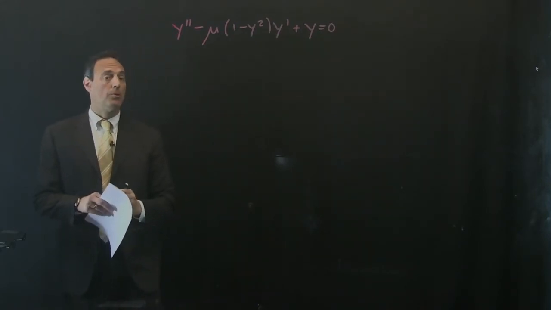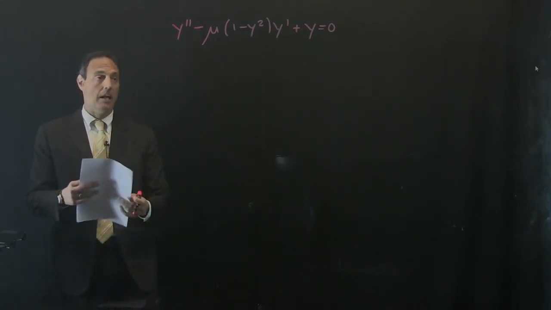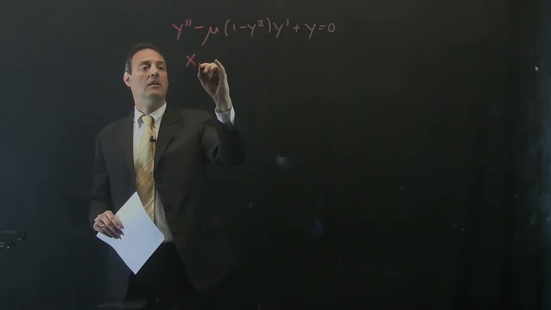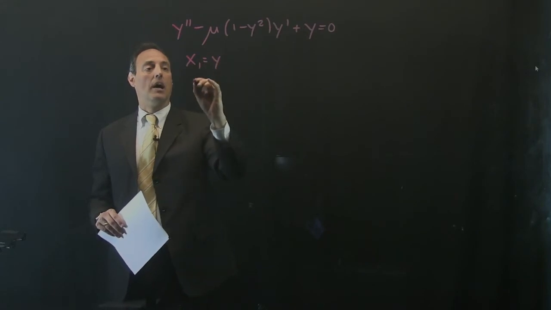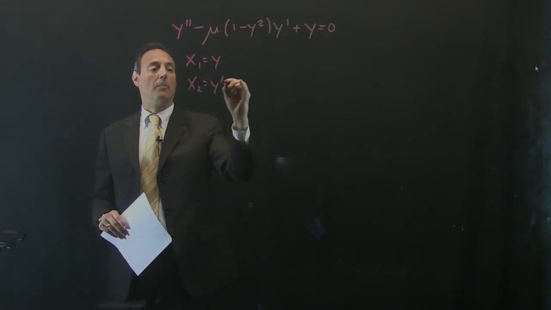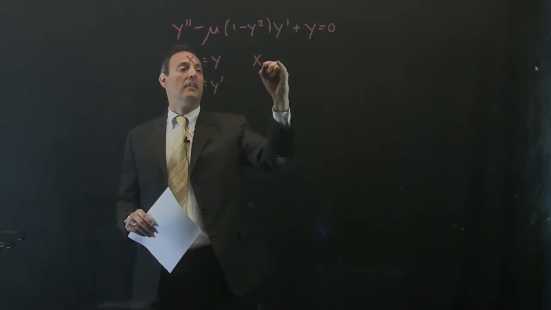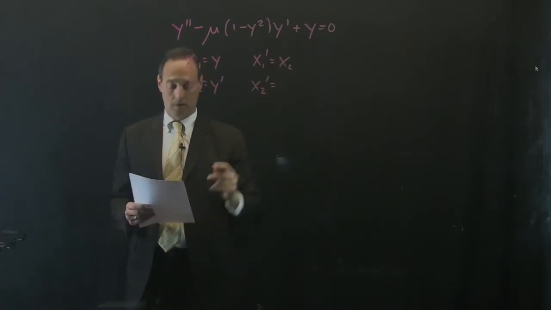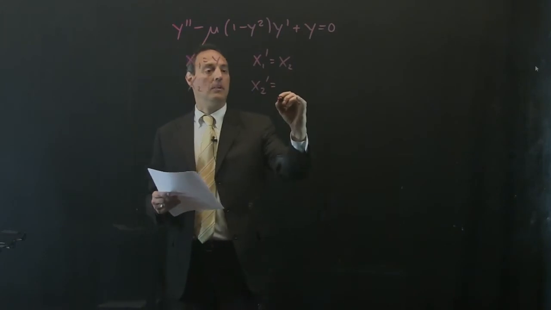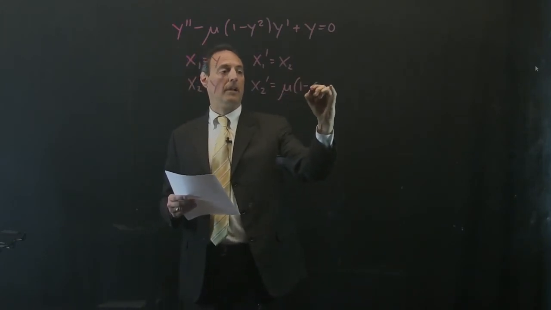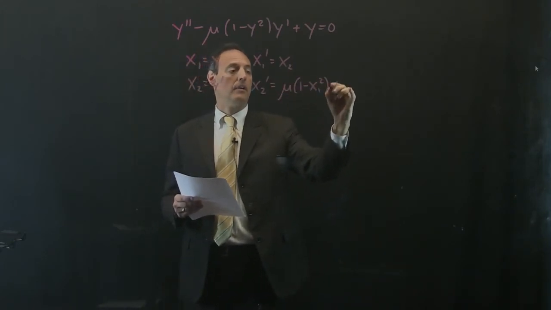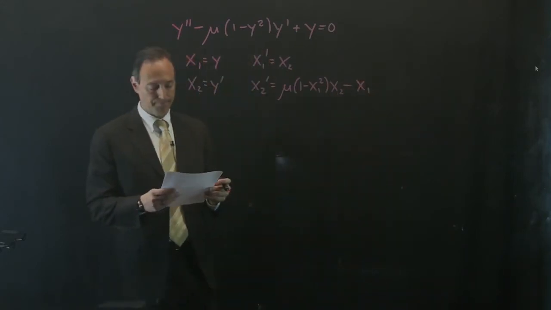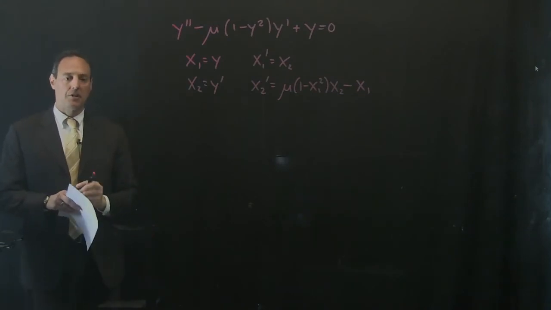Now, we can always rewrite this as a two-variable set, which is if you say x1 is equal to y, x2 is equal to y prime, then what you have is x1 prime is equal to x2, x2 prime is equal to mu times (1 minus x1 squared) times x2 minus x1. Okay? So that's our system.